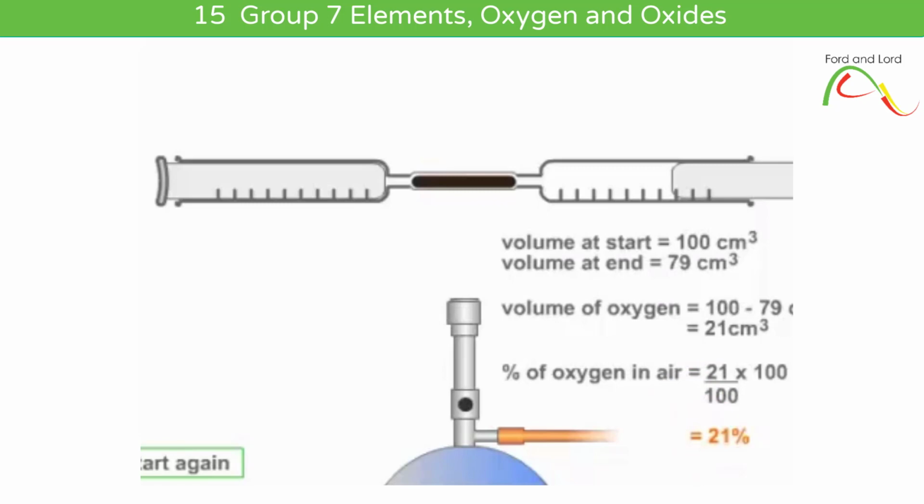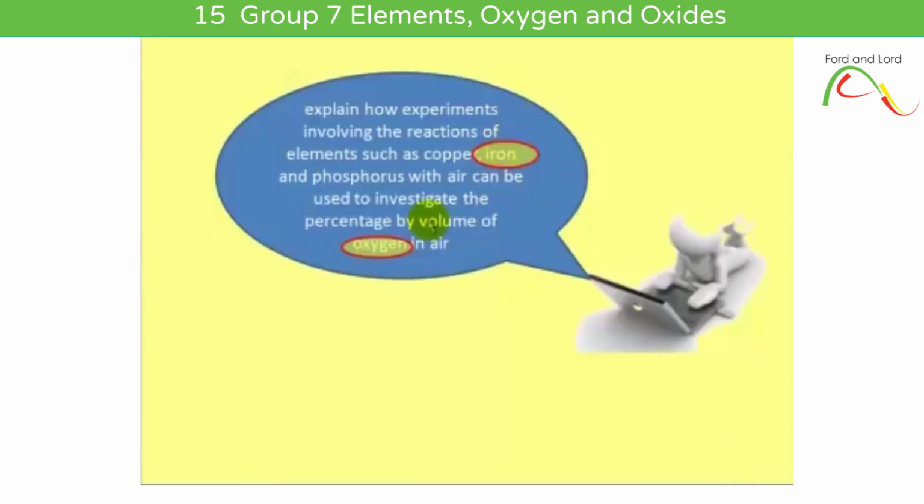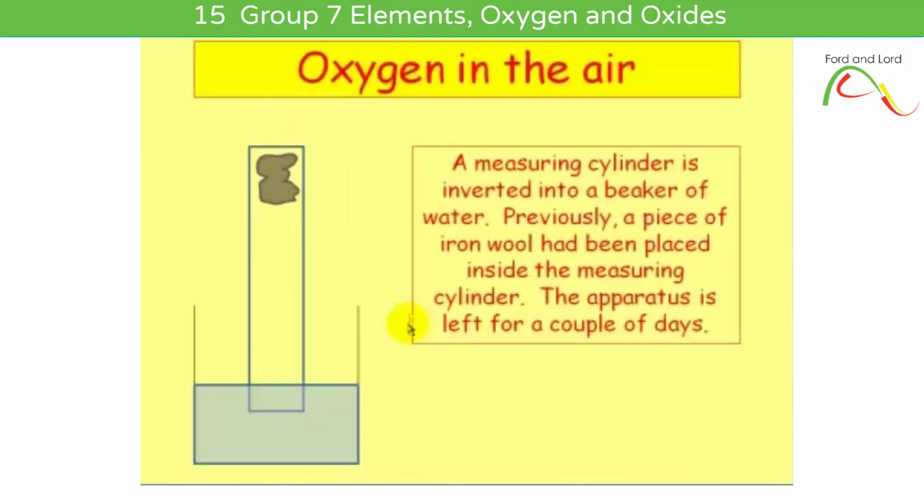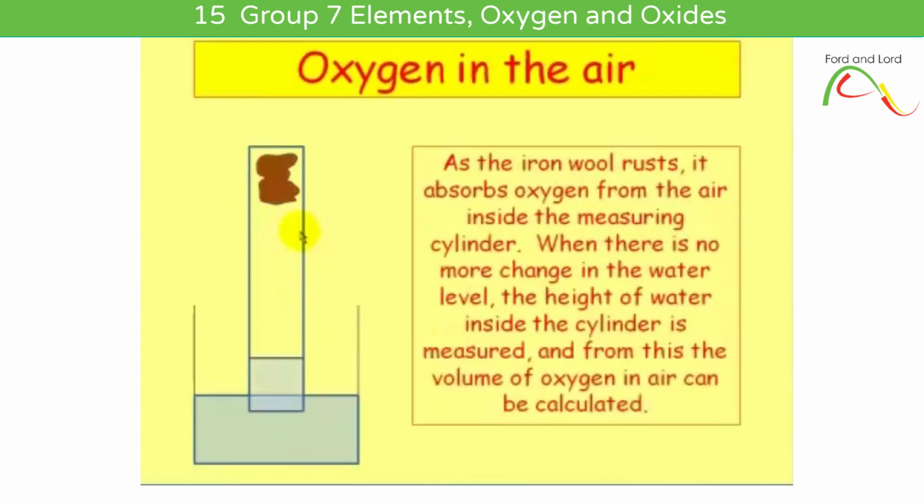Now secondly, we can look at how iron and oxygen can react. This is a bit more simple, this one here. All you've got here is a measuring cylinder. You invert it into a beaker of water. Here's the water. All that's in here is air, okay? And what you've done, you've stuffed up here a piece of iron wool. You then leave it for a couple of days. Now, guess what's going to happen? You've got water, you've got air, the iron wool is going to rust.